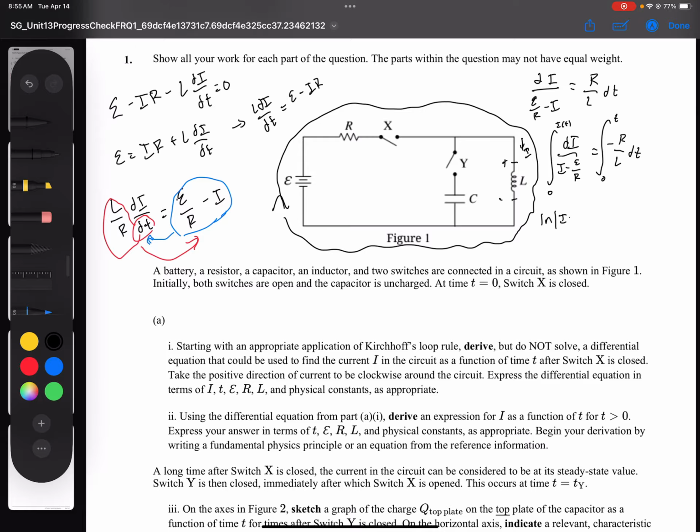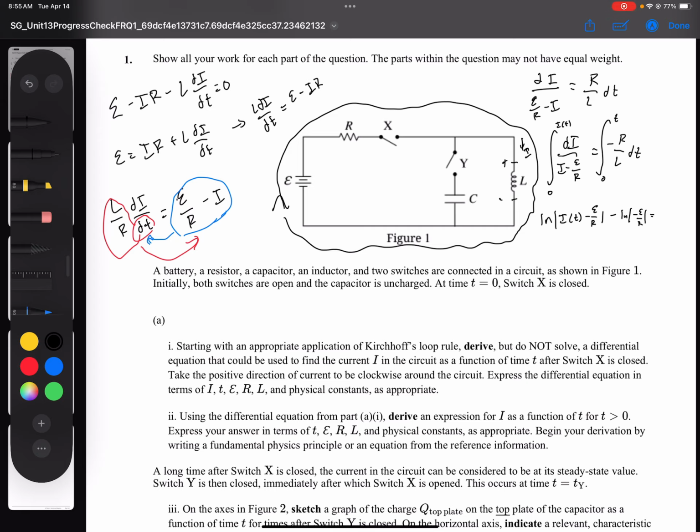Okay, so anyways, I have ln of I sub t, or I as a function of time, minus epsilon over R. And that's my upper bound for the integral on the left-hand side. My lower bound, so we have to subtract the lower bound, that's going to be when I is 0. So in this case, I just have ln of negative epsilon over R.